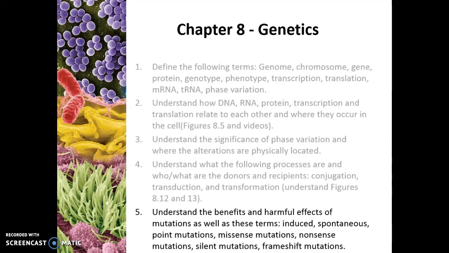Alright, the last section in Chapter 8 that we'll look at is Section 5, 8.5, that looks at different types of mutations. So the previous sections have looked at DNA, how the DNA gets transcribed to RNA to be translated to make proteins for all of the different processes within the cells, whether they are our cells or bacteria cells.